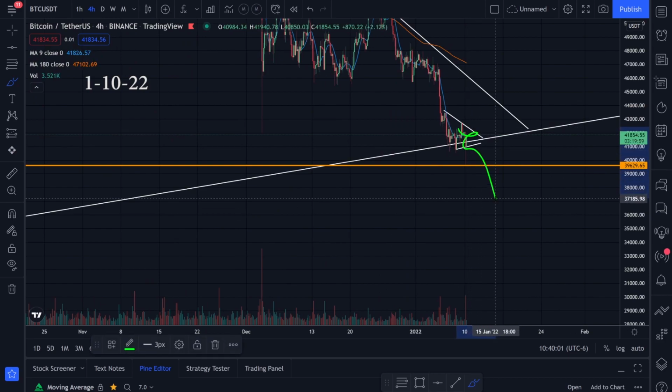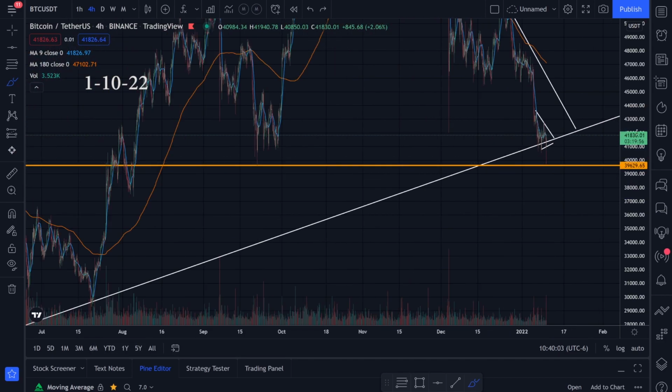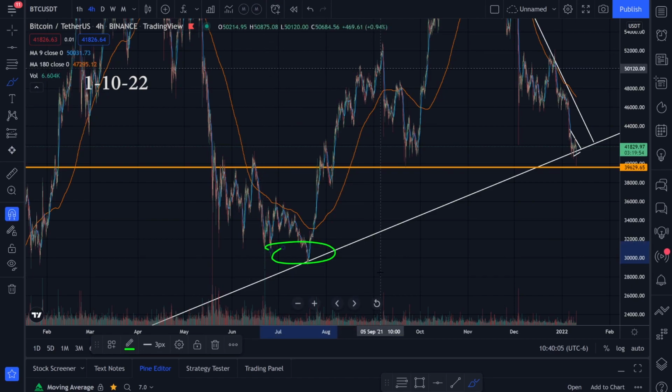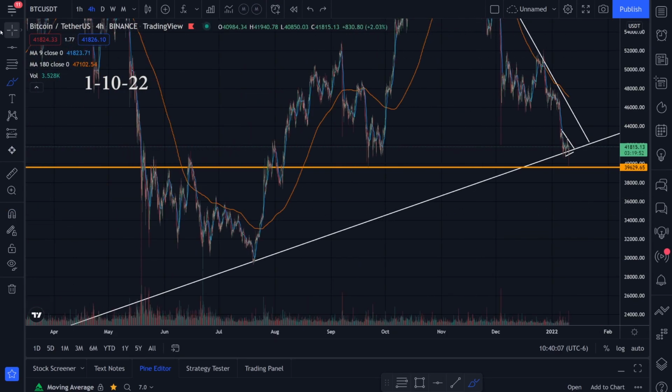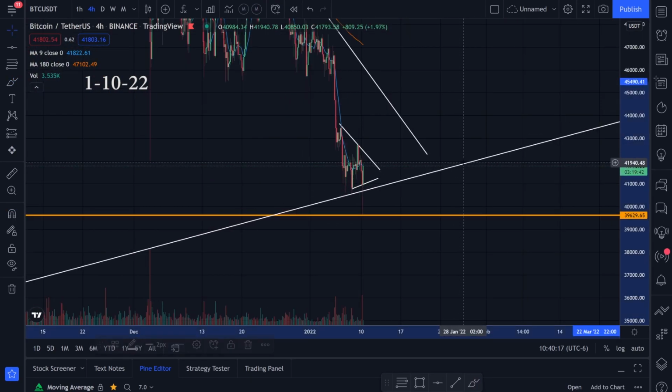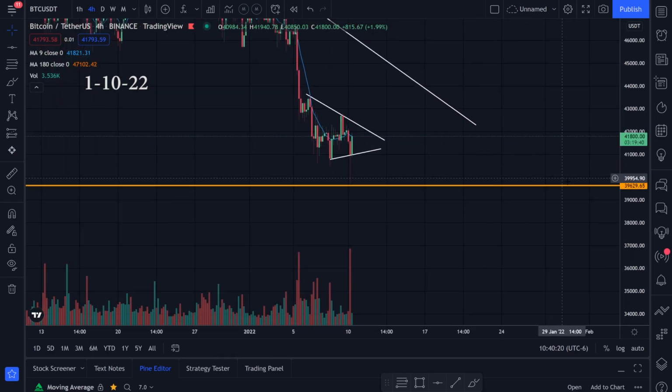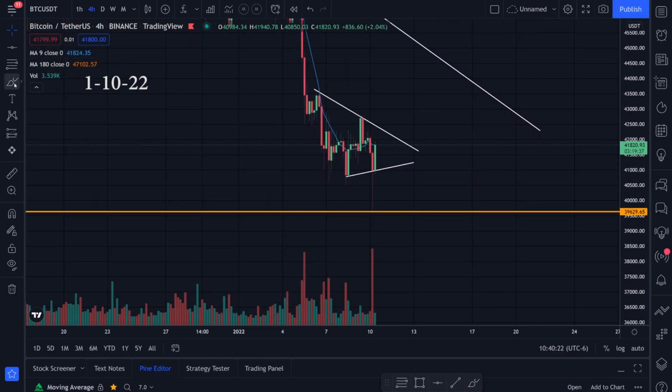But if we break below this, then we can expect to probably go to 30,000. That's what I'm thinking anyways. So let's go ahead and delete this trend line right here, because right now what I'm probably going to be looking at is we're on the 4-hour time frame.